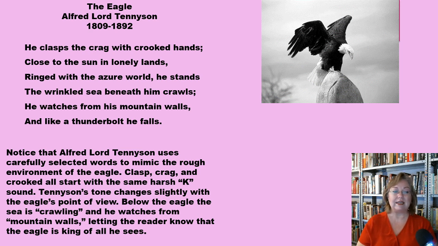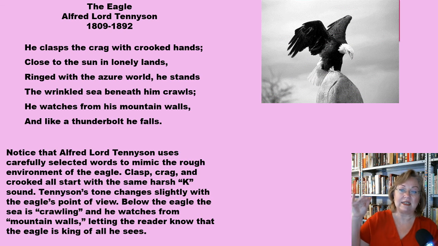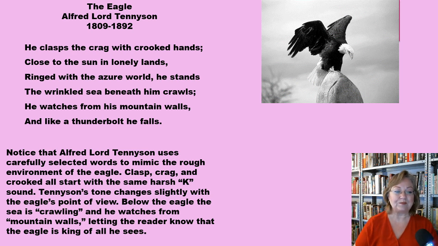Tennyson's tone changed slightly with the eagle's point of view. Below the eagle, the sea is crawling. If you've ever looked at a picture or a video of the sea, or if you've ever been in an airplane and you've seen the sea from a distance and all you can see is the waves just barely moving on the sea, it looks like the sea itself is crawling. And he watches from the mountain walls, that would be the peaks of his mountains, letting the reader know the eagle is king of all he sees. Is that cool or what?